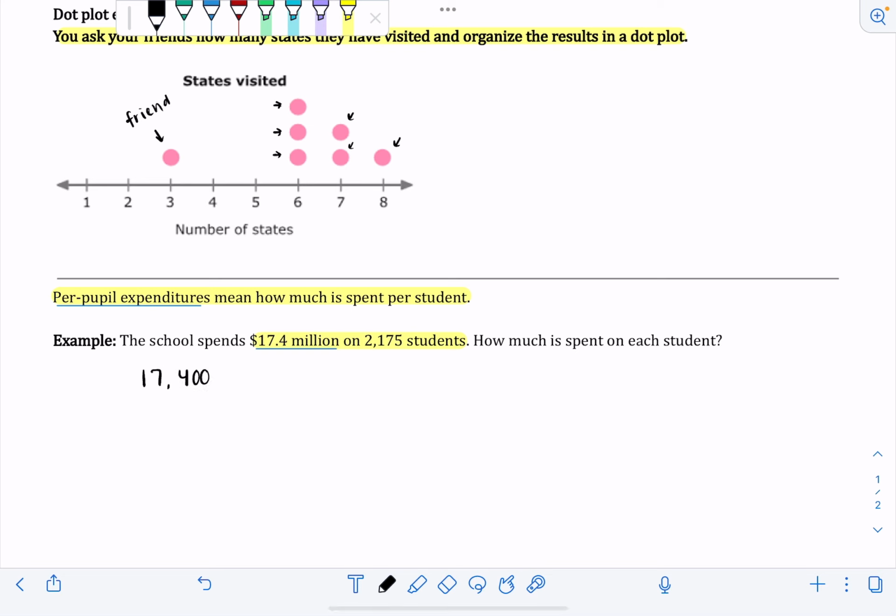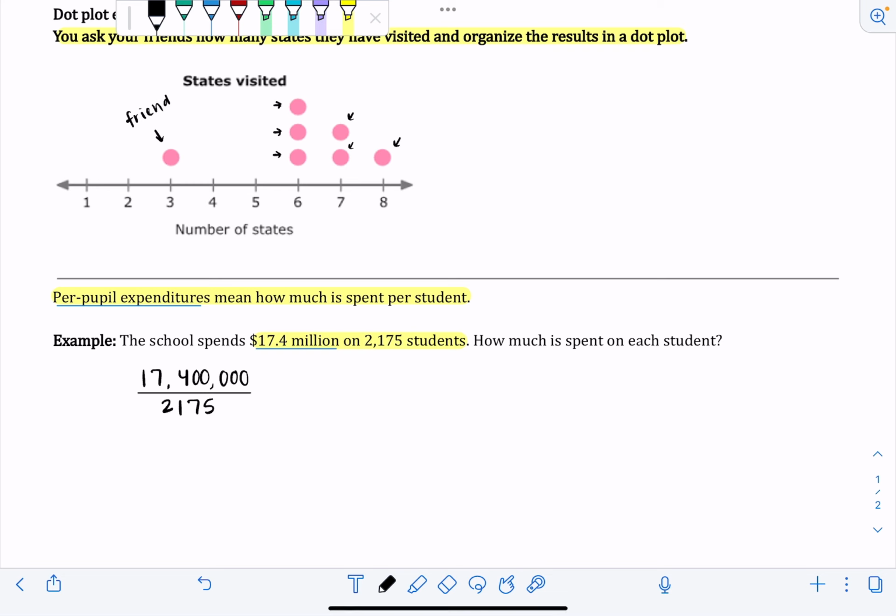So 400,000. This is thousands, 10,000s, 100,000, so 400,000, and then millions, 10 millions. So that's how much total we're spending on all the students. To find how much we're spending on one student, we would have to divide that by the quantity of students. So we'd have to divide that by 2,175, and that's how we would set up the problem.